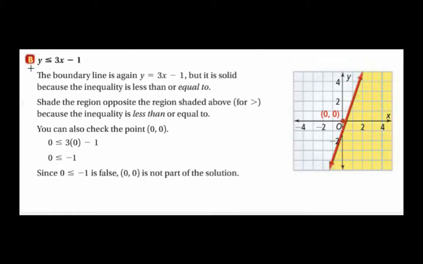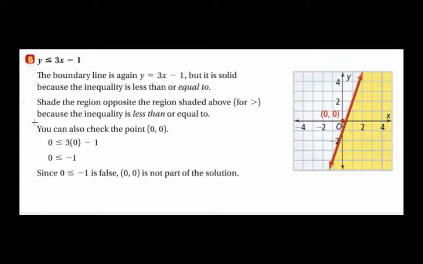y is less than or equal to 3x minus 1. The boundary line is, again, y equals 3x minus 1. So here is our boundary line. It's going to be solid this time because the inequality is less than or equal to, and you can refer back to the discussion that I had just a second ago.